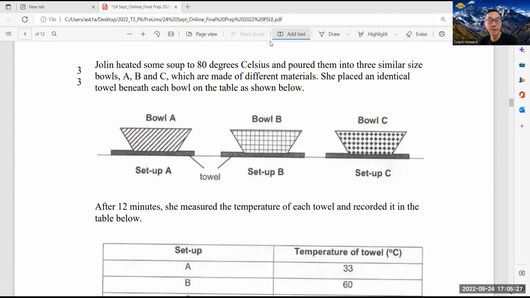Okay, this one is a very tricky question. So I want to highlight here, this is tricky. I hope this question comes out in the exam. Okay, examine this question first. Why is it tricky?